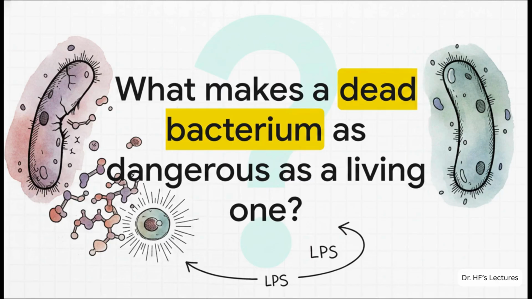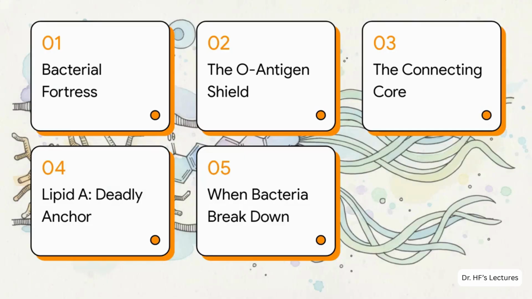Well, to answer that, we have to look closely at a remarkable molecule called lipopolysaccharide, or LPS for short. It's the key to this whole fascinating and honestly pretty dangerous biological reality. Here is our agenda for today. We'll start by meeting the bacterial fortress, then look at the O antigen shield, the connecting core, lipid A, which is the deadly anchor, and finally, what happens when bacteria break down.